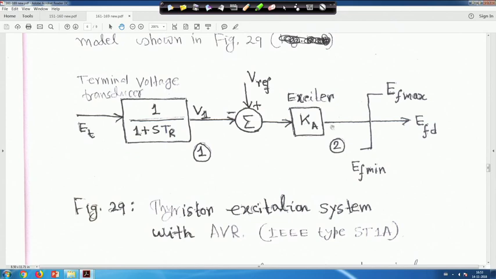So, this is the exciter, and in general EFD is equal to V reference minus V 1 into K, and V 1 is equal to E t upon 1 plus S T R, where T R is the time constant of the terminal voltage transducer. This T R is very small. So, this is a thyristor excitation system with automatic voltage regulator, and this is the IEEE type ST1A excitation system, only we have considered the gain K of the exciter.